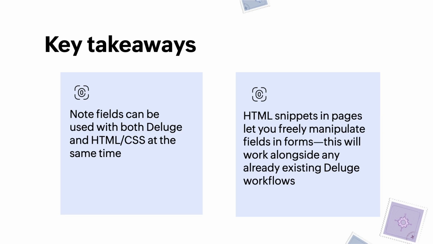Yeah. So some key takeaways. Our node fields can be used with HTML and CSS through Deluge or through the default form builder at the same time. And you can do some fun stuff with it, like loading images and dialog boxes and that sort of stuff. But if you really are comfortable with web dev, then you know your HTML, you know your CSS, you can actually just throw everything into an HTML snippet and go crazy as much as you want to. You can manipulate your fields, the results of it, and it'll be working alongside your existing Deluge workflows. You won't be having to reinvent the wheel ever when you're doing it this way.